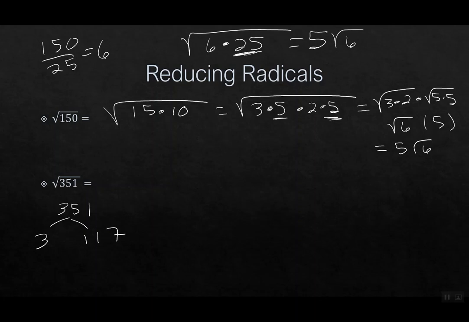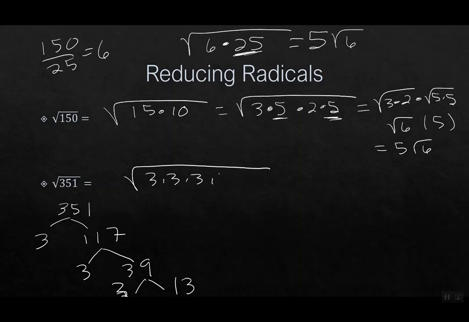And then you can look at 117 and think again, I don't know anything about it, but let's try dividing by 3 again. And it gives me 3 times 39. And the 39 looks a little bit better. I know that that would be 3, if I can get it to show there. So this is a 3 here, and this would be 13 on this side. So I have all these 3's and I have 13, so I can say the square root of 351 is 3 times 3 times 3 times 13.